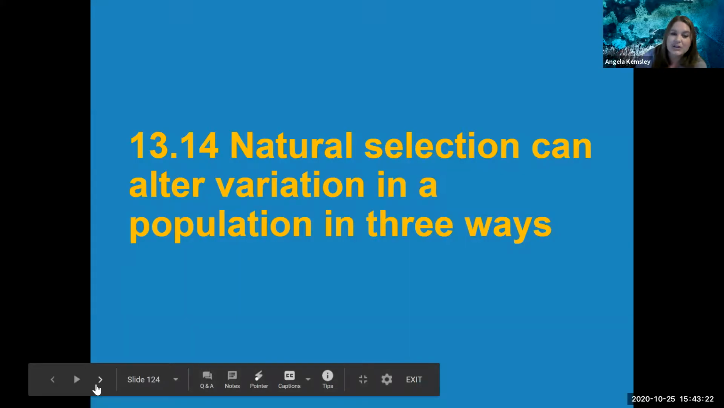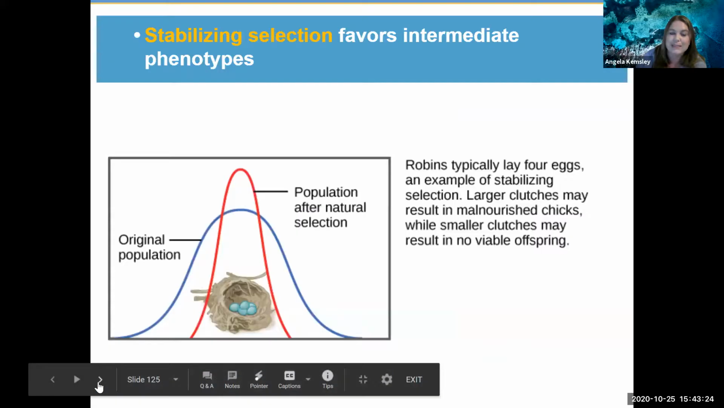So natural selection can alter variation in a population in 3 different ways. The first is stabilizing selection, which favors the intermediate phenotype. So if you look at the blue line here, this is the original population. Notice there's a much larger spread here. We have our outlier phenotypes on either side. Again, this is representing the phenotypes that you see in a certain population. So much more spread in the original population. In stabilizing selection, it's going to select the phenotypes in the middle. So after natural selection, we're going to see fewer phenotypes, and it's going to favor the ones in the middle.